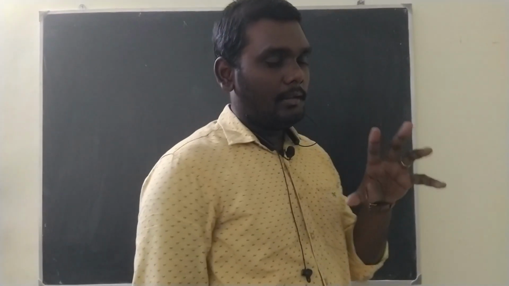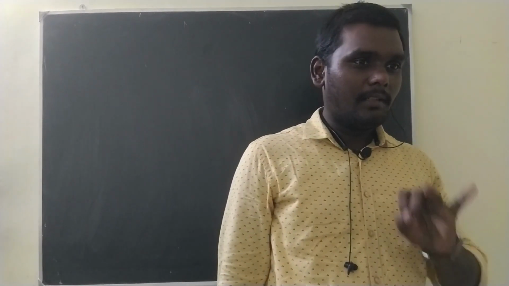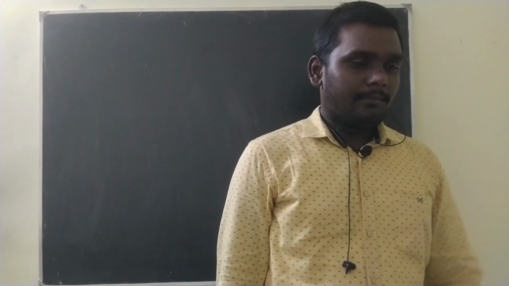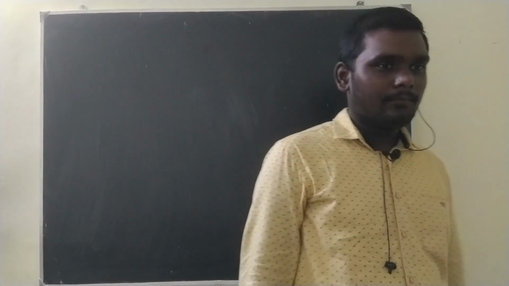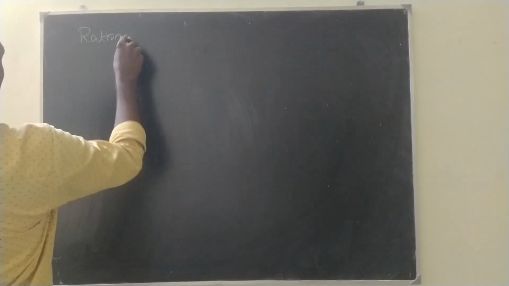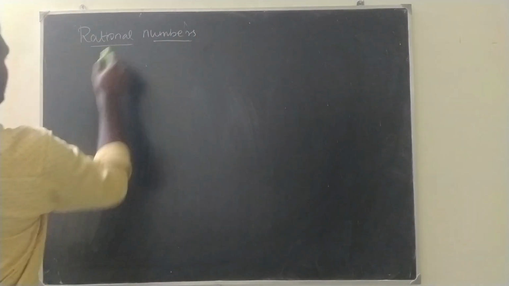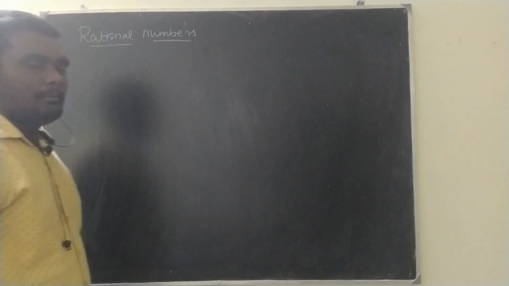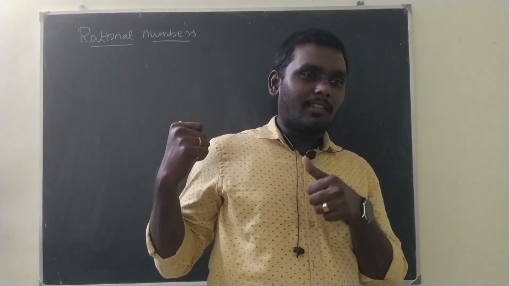In the previous section, we have seen the basic numbers, namely natural numbers, whole numbers, and integers. Now, the other numbers we are going to discuss are rational numbers. Rational numbers. The name itself states that it's rational.